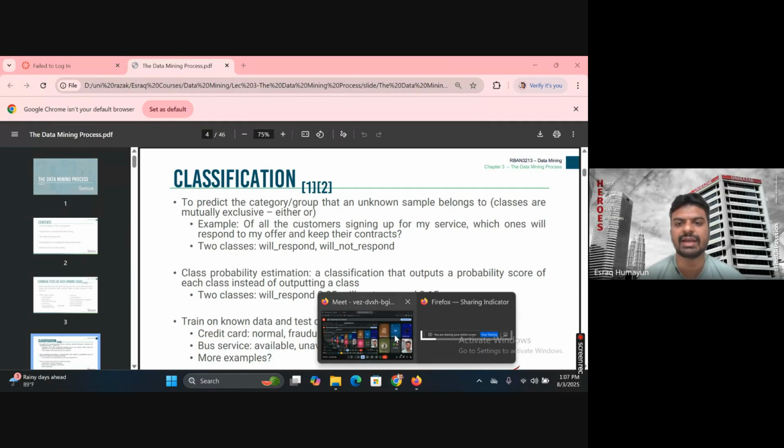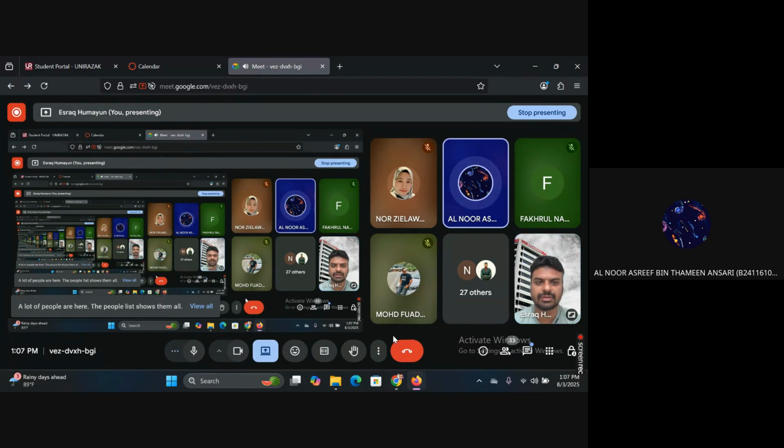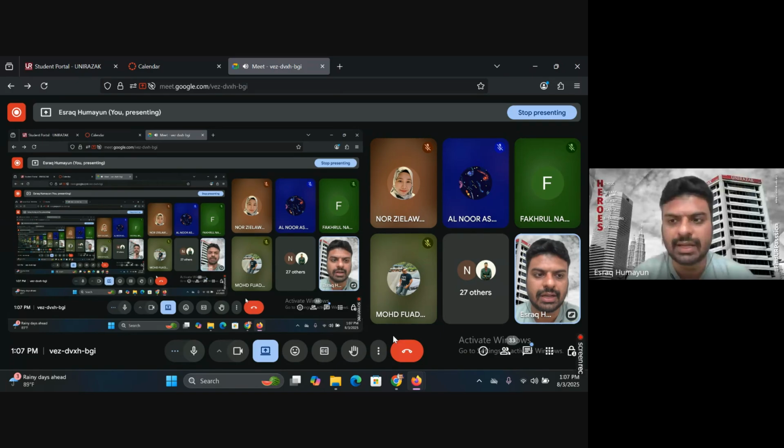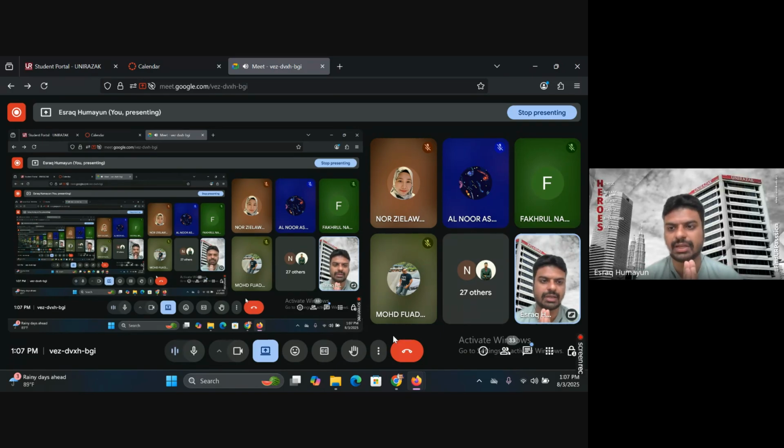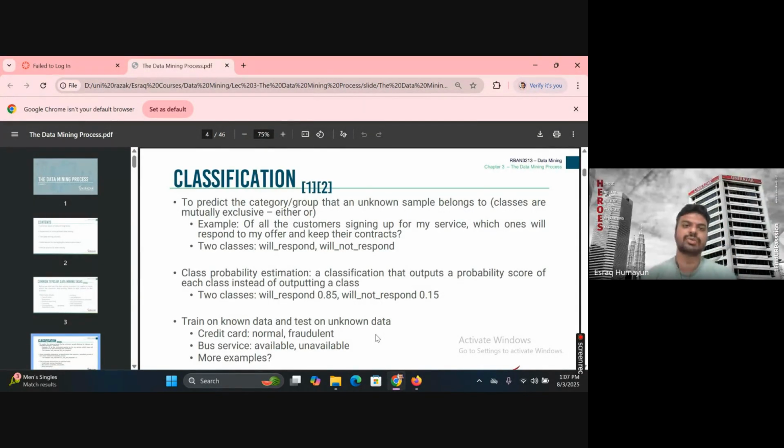Clear with this example, or shall I give another example? Are you clear with it, my dear students? Maybe another example, sir. Okay, another example. In our class we have international students, right? We have a student from Asia, a student from Africa, a student from Europe. So you can classify them by their individual classes: who is from Africa, who is from Europe, who is from America. Yes, you can classify them based on their region.